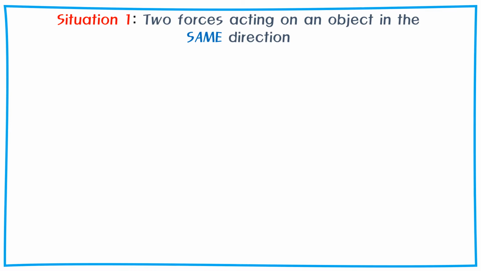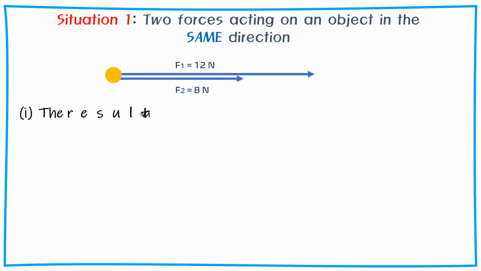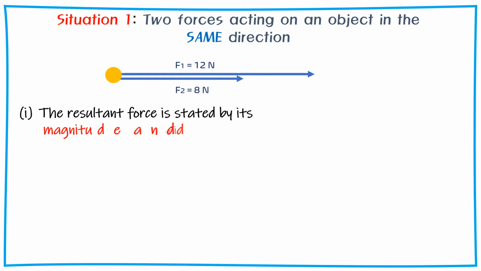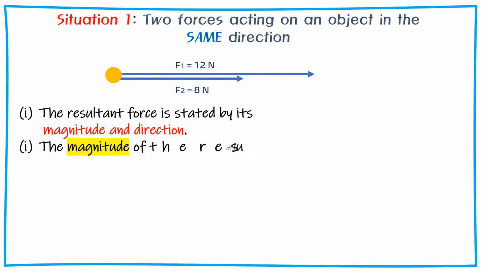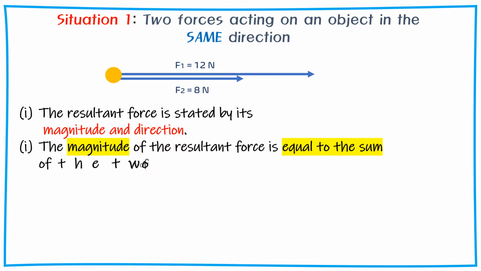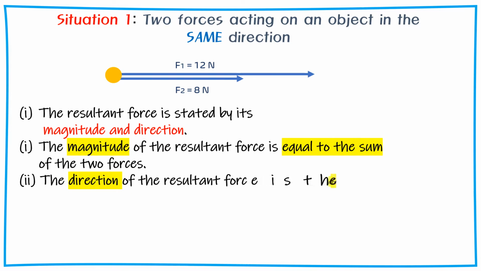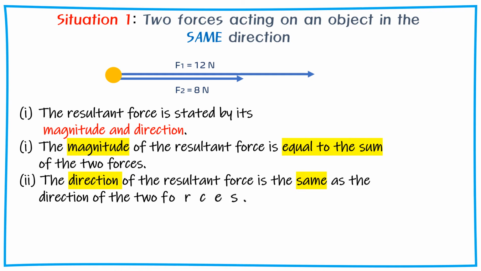First, when the forces act on an object in the same direction. Let's say that we have force F1, 12 Newton to the right, and another force F2, 8 Newton to the right. So the resultant force is stated by its magnitude and direction. The magnitude of the resultant force is equal to the sum of the two forces. The direction of the resultant force is the same as the direction of the two forces.